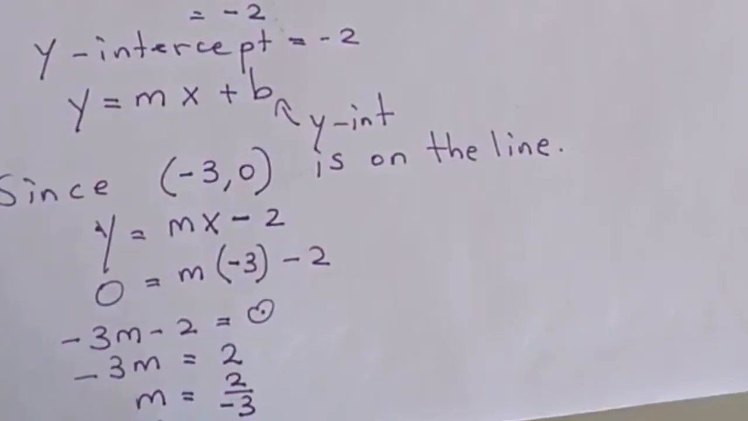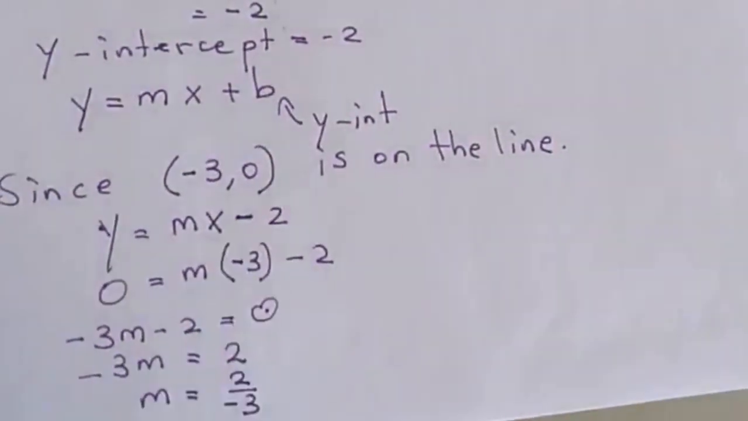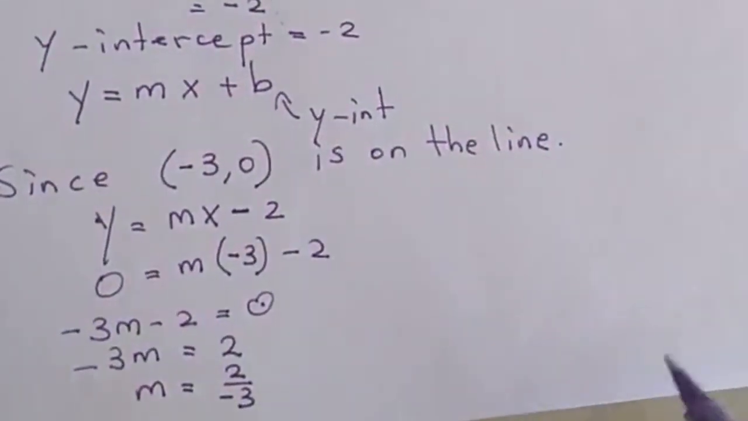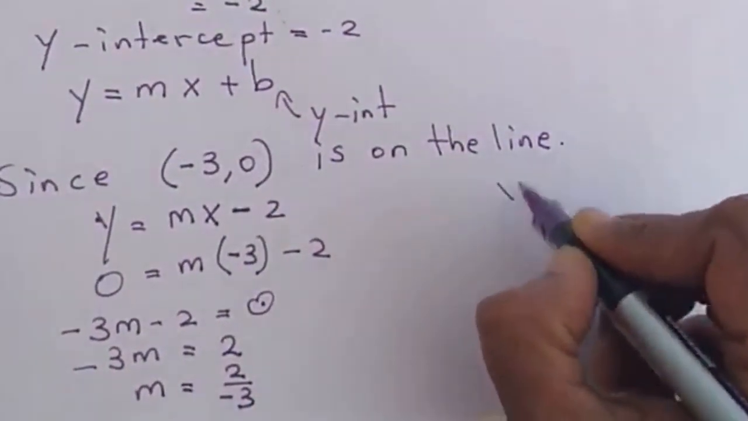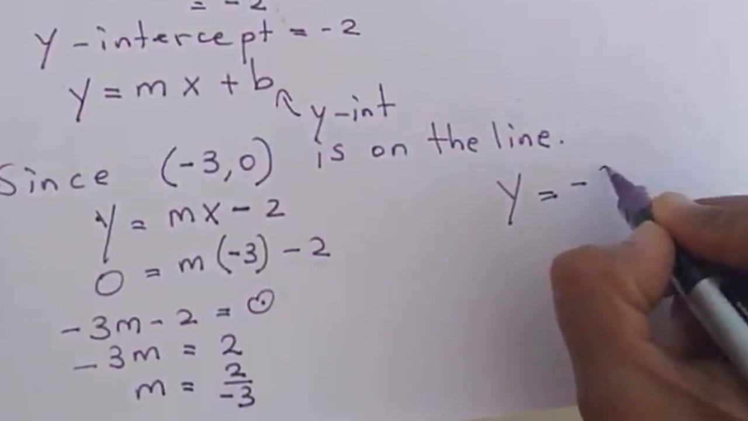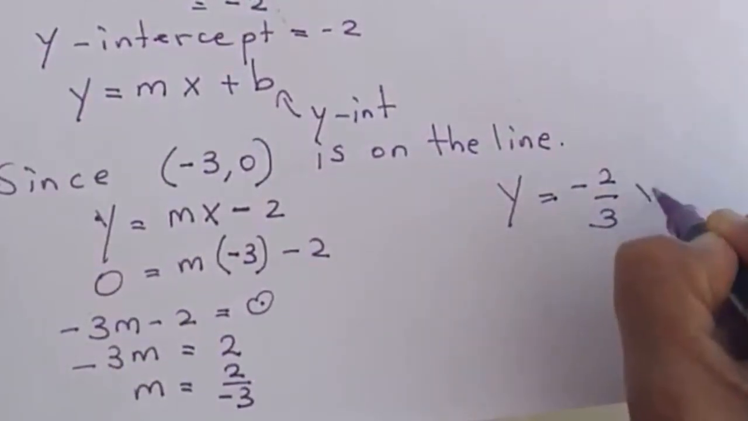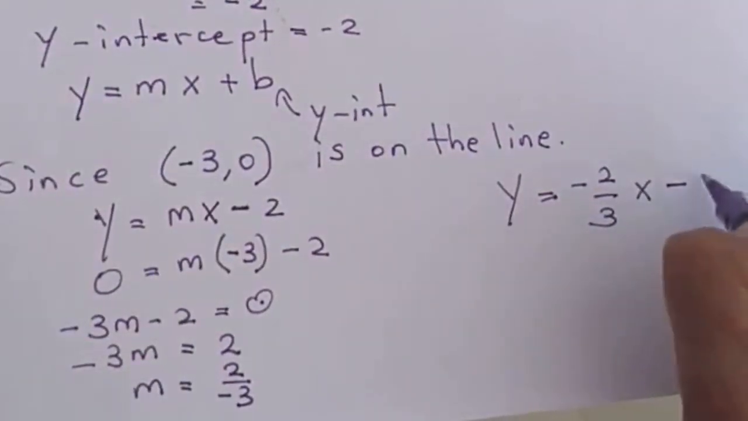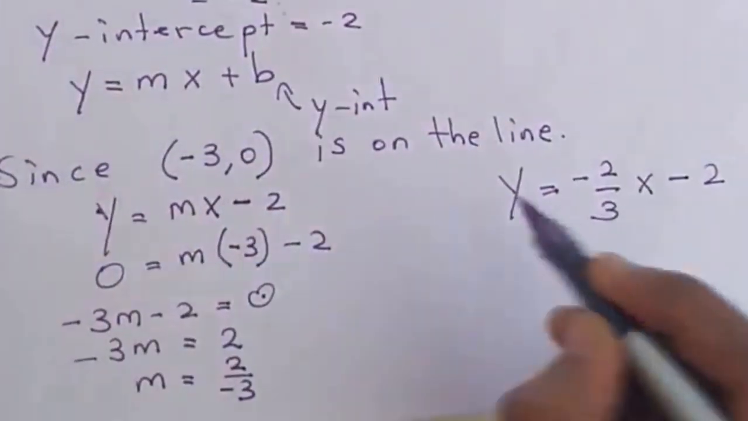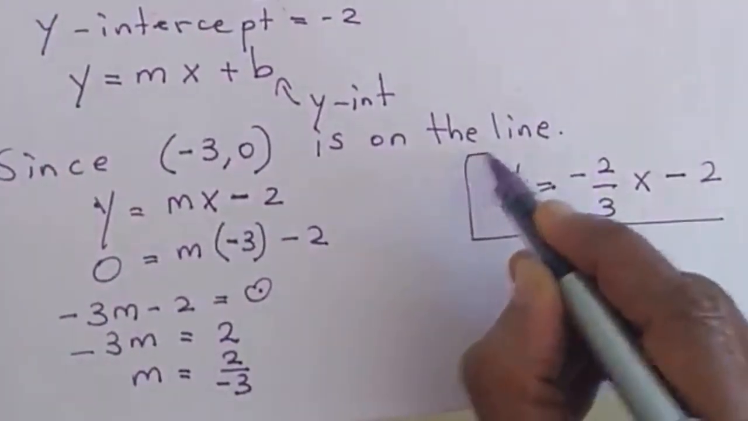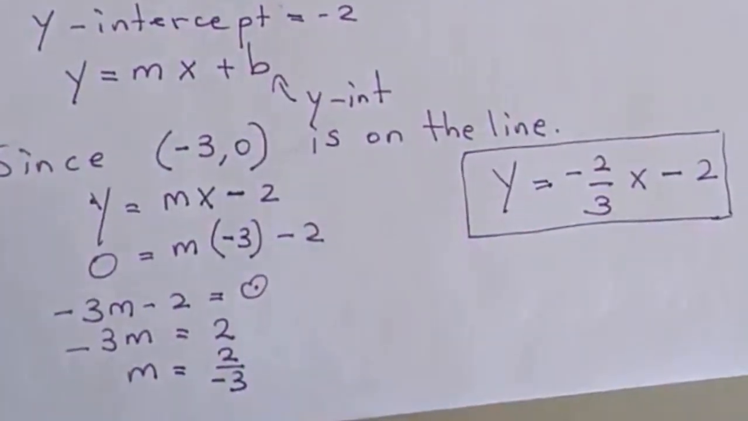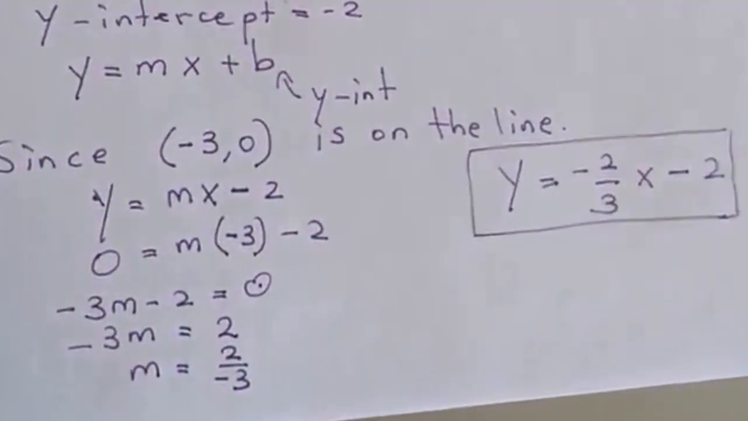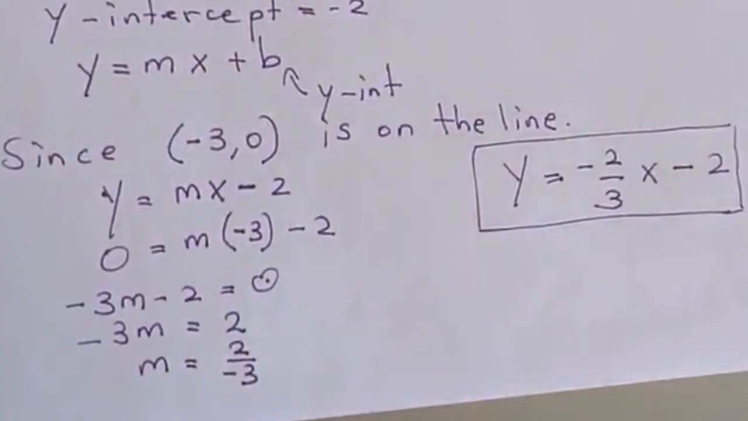So I know the slope and I know the y-intercept. Now I'm ready to write the equation of the line, which is y equals negative 2/3 x minus 2, because negative 2 is the y-intercept. So that would be the equation of the line with the x-intercept of the first relation and the y-intercept of the second relation.